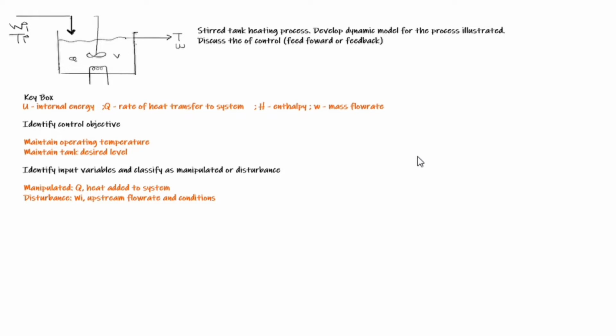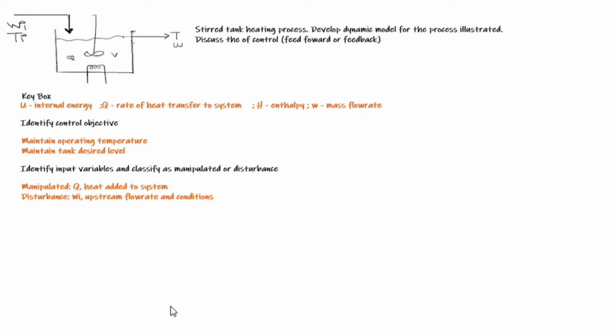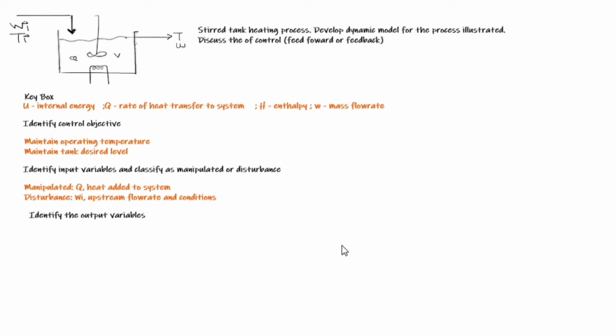So the manipulated variable here is definitely the heat. I didn't put a valve there, but assume that there's a valve and it can be manipulated and controlled, which is the heat transfer to the system. The disturbance can be the upstream flow rate conditions, such as the flow rate itself and the temperature that enters, which might not be monitored. The third question is identify the output variables and classify them as measured.